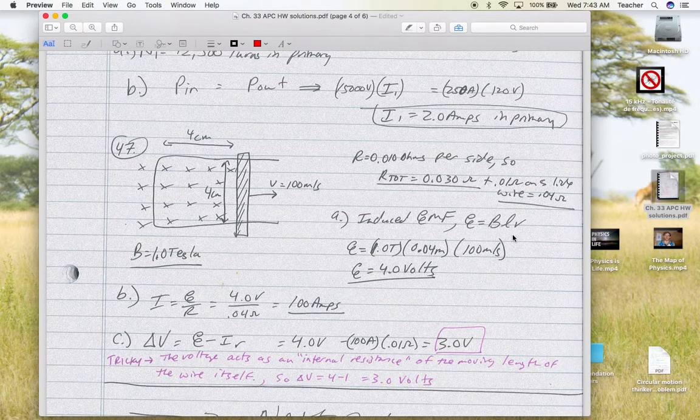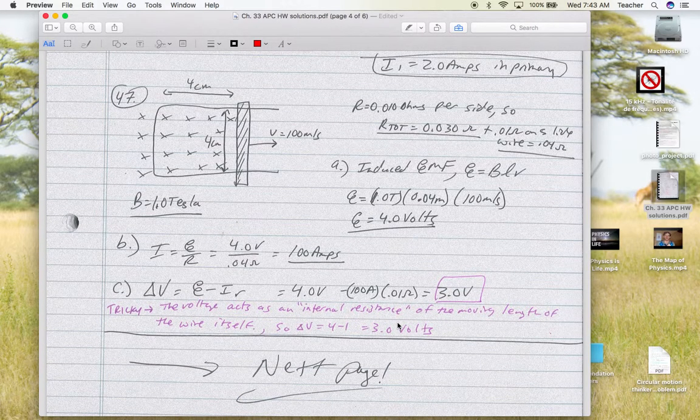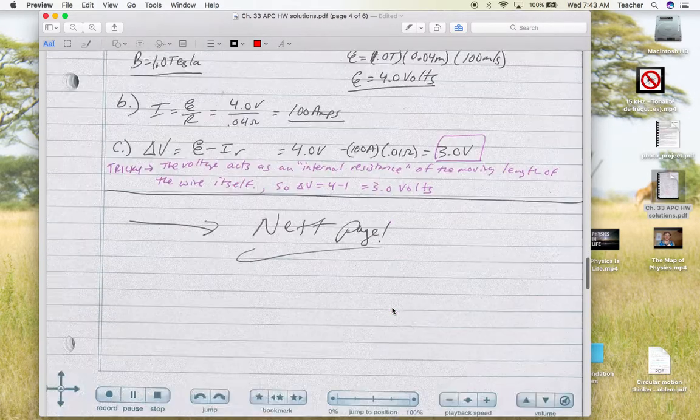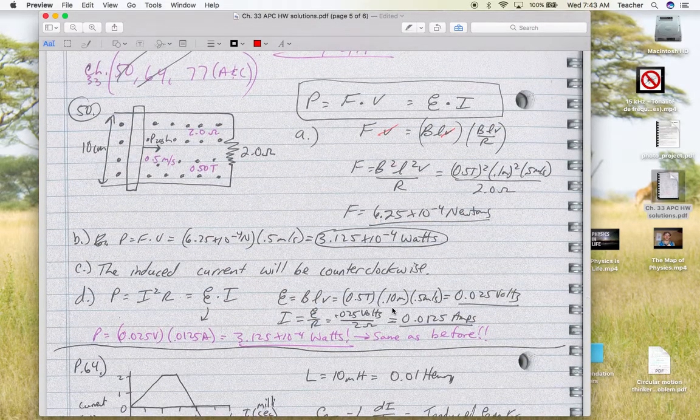Find the EMF equals BLV, so 1 Tesla. Length of wire moving 0.04 meters, 100 meters per second, that's 4 volts. And you got a current of 100 amps. But since this length of wire is 0.01 ohms of resistance, you would lose that potential difference across there. I'm not that concerned about that if you didn't get this. So if you got the 4 volts, or maybe you got 0 volts across this, I'd have to look and see. That's okay. 50 is also a really good problem.